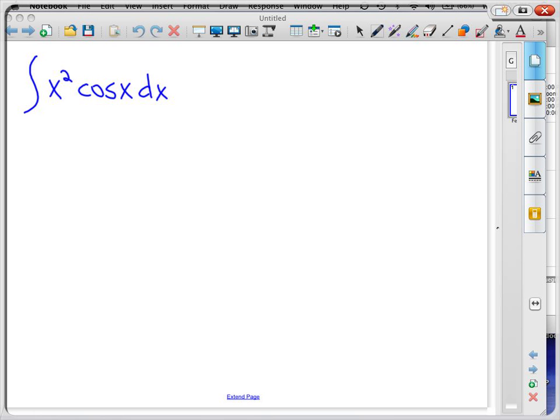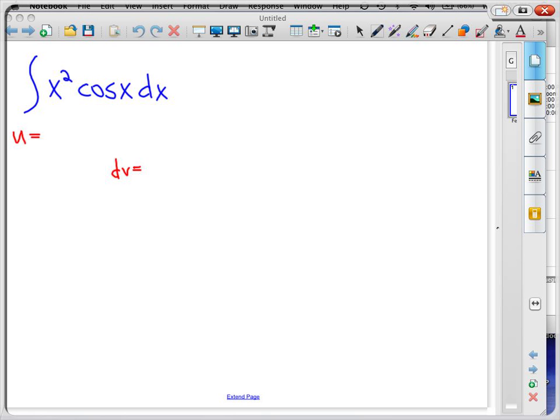Now what makes this problem so interesting is that we're going to be repeating our integration by parts at least a second time. And one way to know that is the x squared suggests that we'll probably have to do that. But as we've done, we do need to determine our value for u and our value for dv.